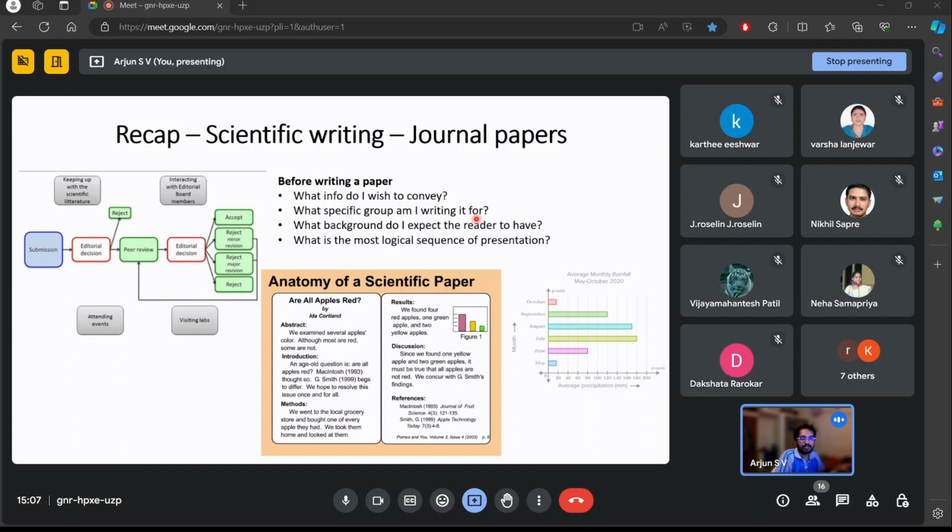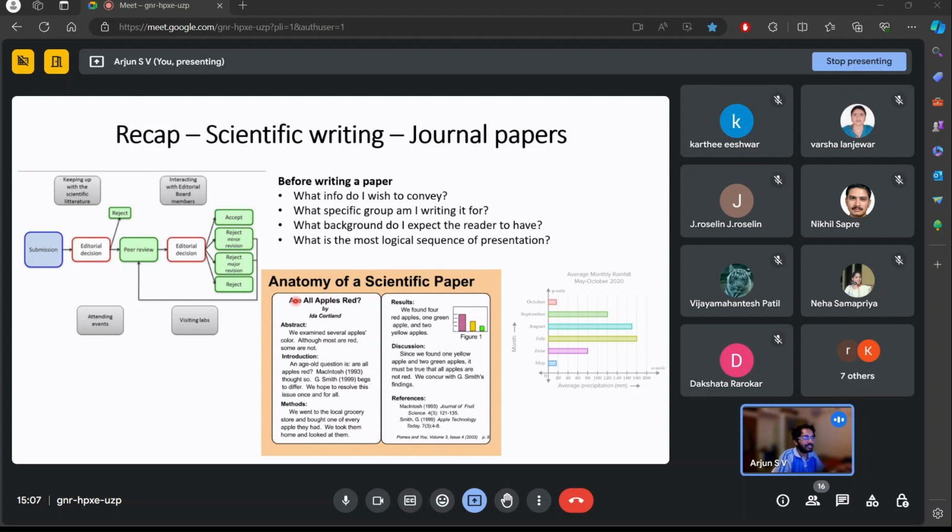So based on that, if you write your paper, your content will reach the right audience. What background do I expect the reader to have, and what is the most logical sequence of presentation? What will be the precise order in which I would be writing my scientific content, such that people find it easy to skim through my paper and find relevant information according to their will. And here there is a general anatomy of a scientific paper, which contains the general contents of a scientific paper.